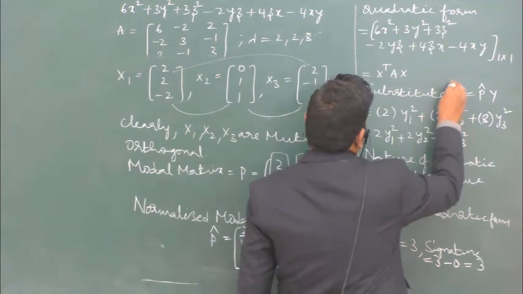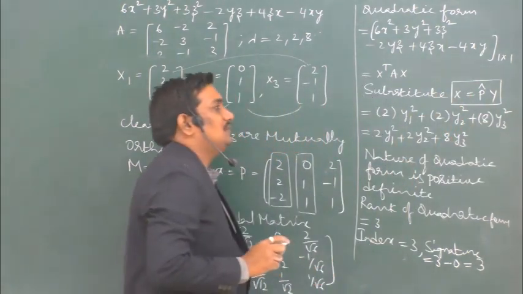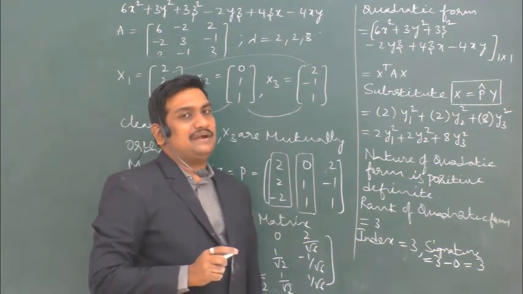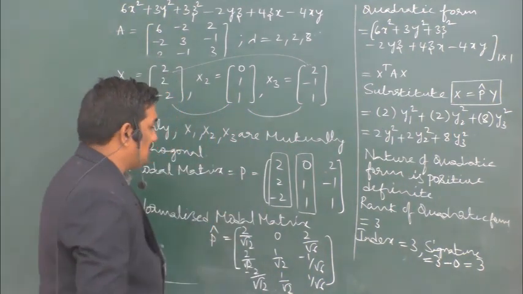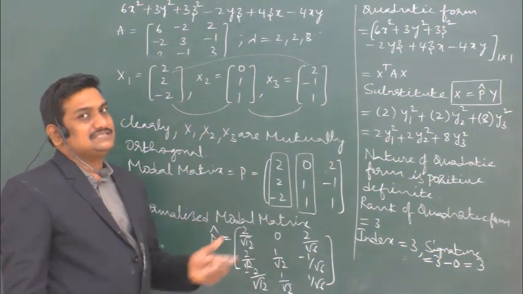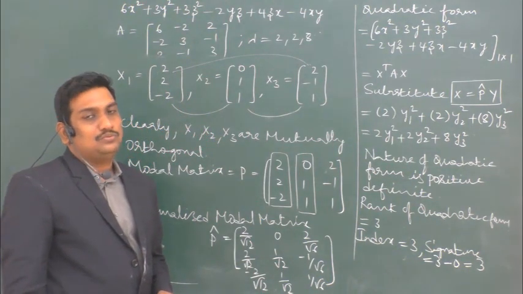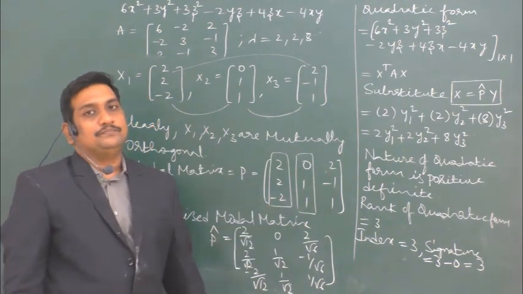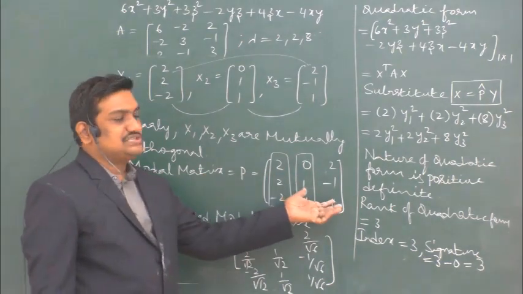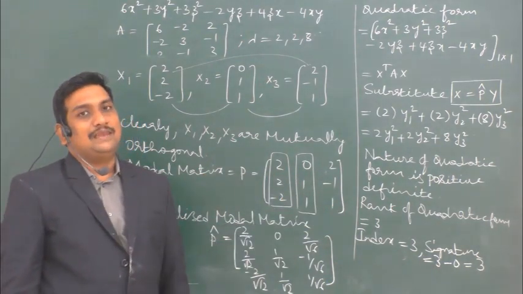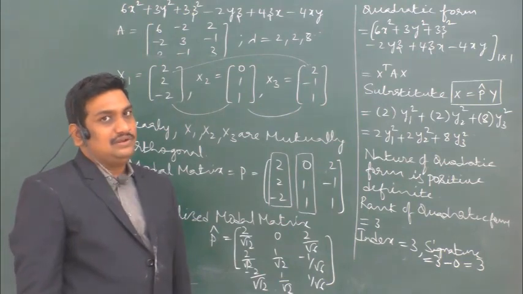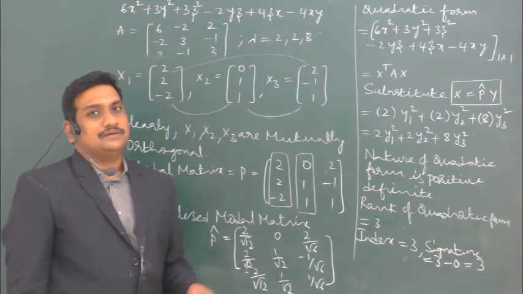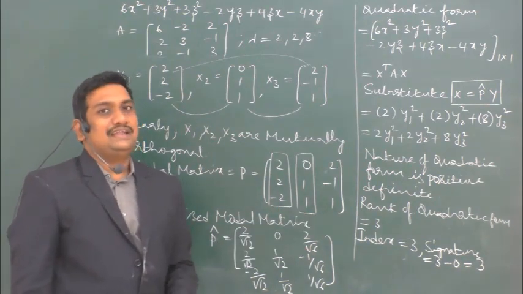Okay, and the last question, the matrix of linear transformation. The matrix of linear transformation is x equals P cap y, where x is the column matrix xyz, P cap is the normalized model matrix, and y is the column matrix y1, y2, y3. So we have done quadratic form conversion into canonical form with the help of orthogonal reduction. All these topics come under eigenvalues and eigenvectors.